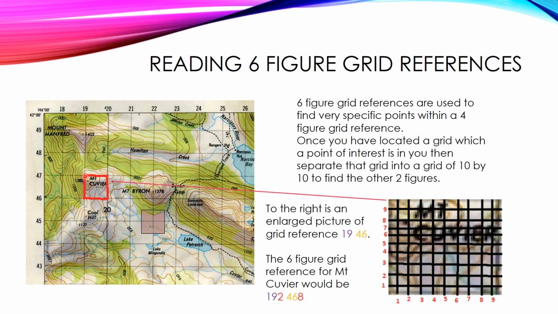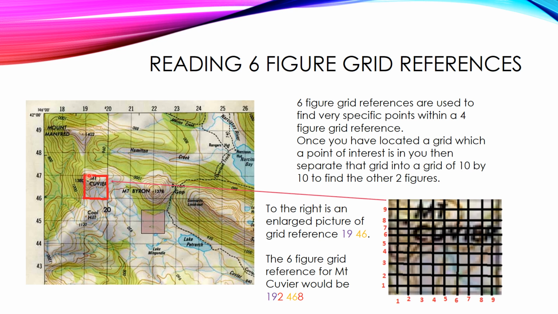So what I do, thinking that this has got millimeters across it, is count in: 19, 0, 19, 1, 2, 3, 4, 5, 6, 7, 8, 9, 20. I think the peak of Mount Cuvier is about 2 notches in. So I would write down 19, 2, which is what I've put here. Box 19, 2 notches in.